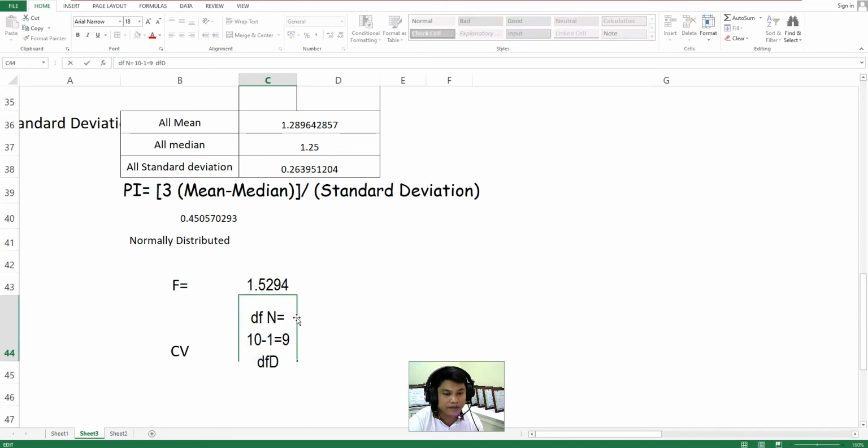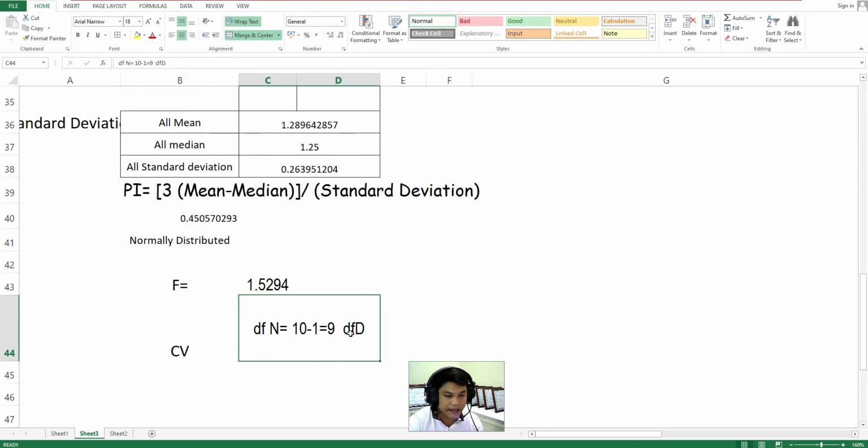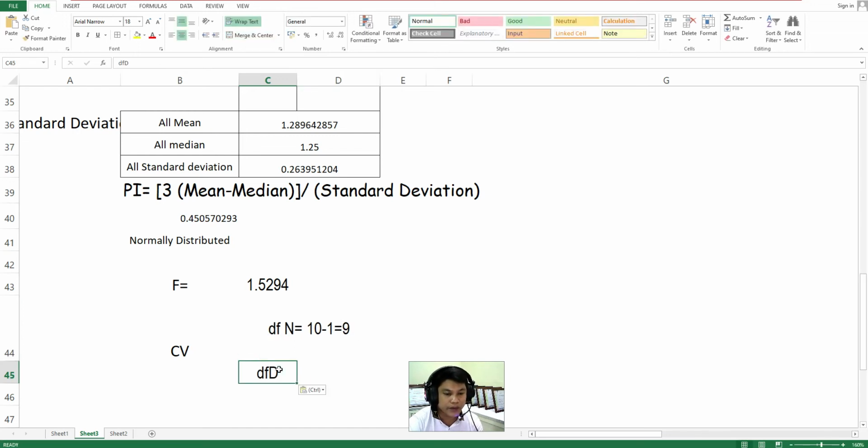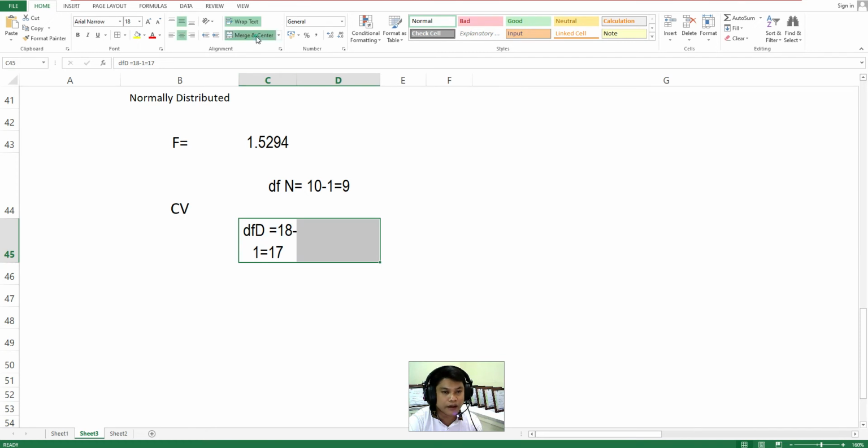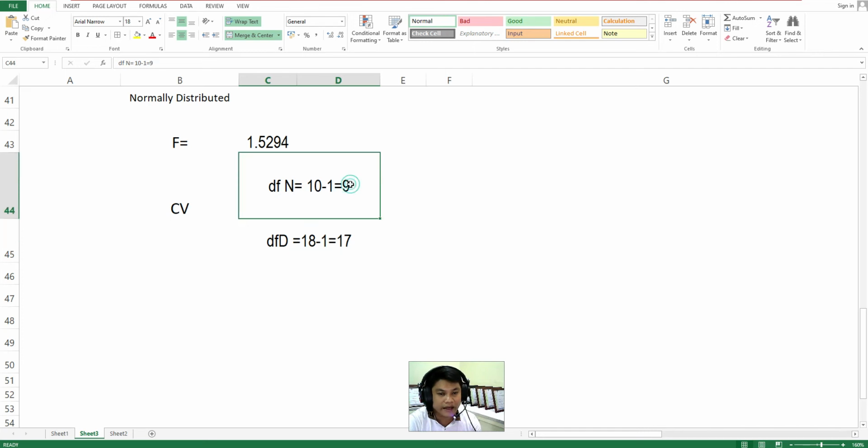Then how about the degrees of freedom denominator? For the denominator, we use the n of the smaller variance. In that case, the smaller variance is A, so our n is 18. So that is 18 minus 1, which is 17. So we look at the intersection in the table, in which we have to find the value, the intersection of 9 in the numerator and 17 in the denominator.